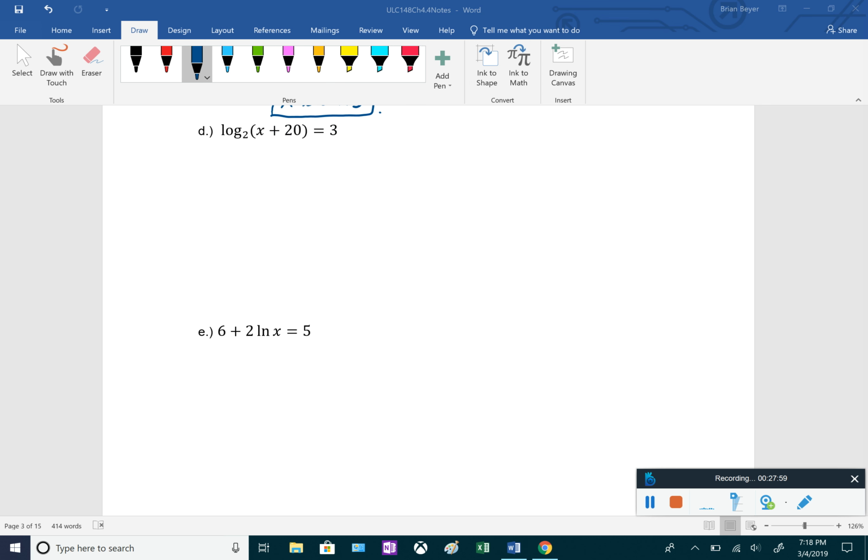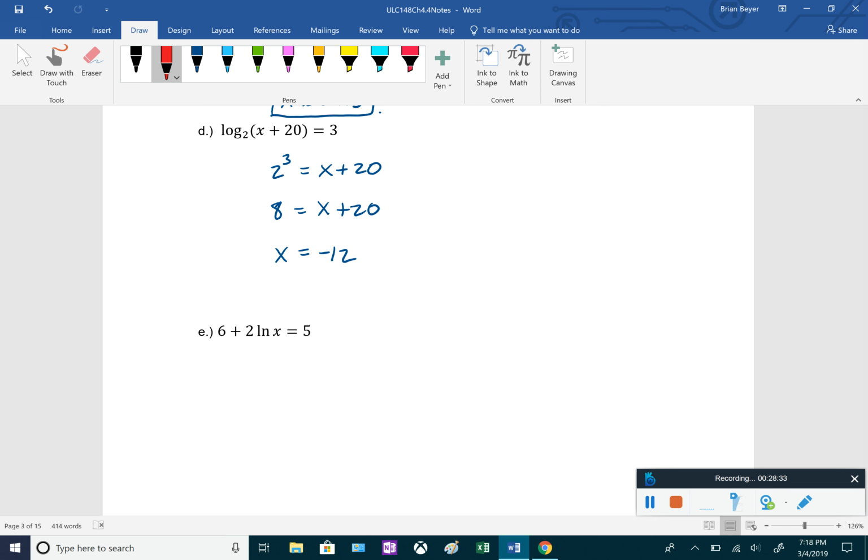So the logarithm's already isolated, so converting this to exponential form, it's going to be 2 to the 3rd equals x plus 20. I know sometimes I might write it a little bit differently when I'm doing exponential form, like x plus 20 equals 2 to the 3rd. Obviously it means the same thing. So this is going to be 8 equals x plus 20. Subtract 20 on both sides, and we get x equals negative 12.